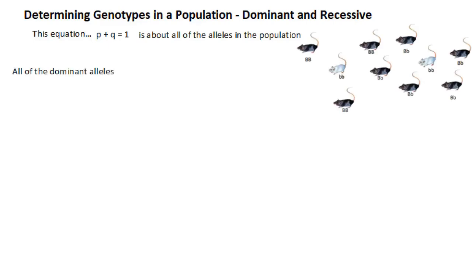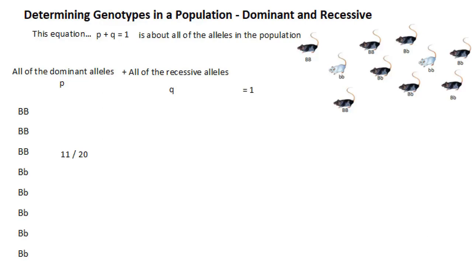Look carefully. How many capital B's are in this population? Maybe pause right now and count them up. If we add all of the dominant alleles to all of the recessive alleles, we're going to get 100% or 1.0 of all of the alleles. Now, let's show you all of the dominant alleles. Here they are. Count them. If you count them up, there are 11 out of 20 dominant alleles in total.